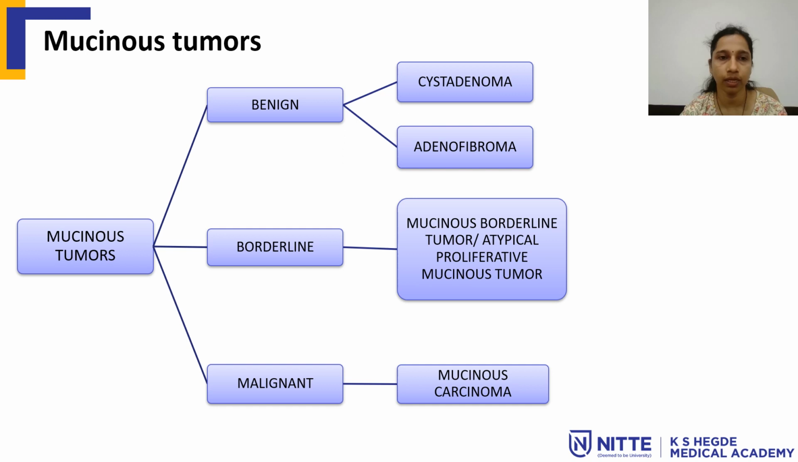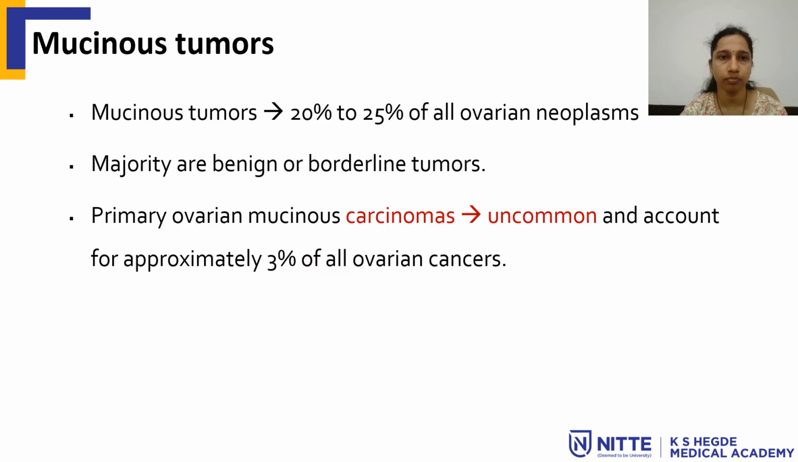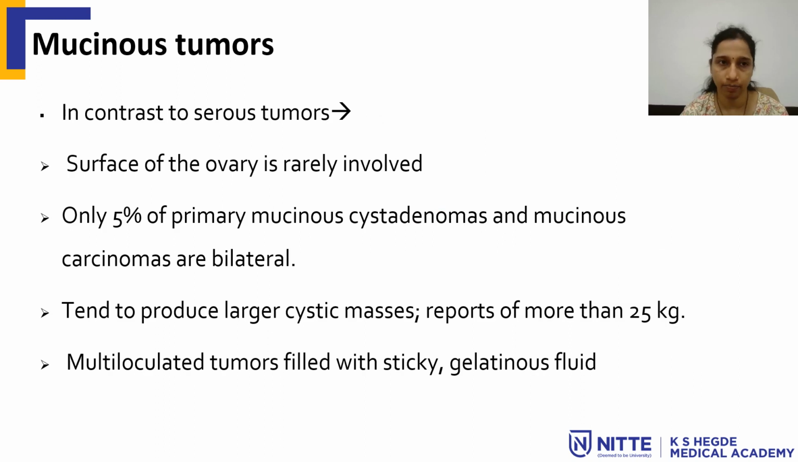Coming to mucinous tumors, they are again classified as benign, borderline and malignant tumors. These mucinous tumors correspond to 20 to 25% of all ovarian neoplasms, and the majority of these are benign or borderline tumors. So primary ovarian mucinous carcinomas are very rare. They account for around 3% of all ovarian cancer.